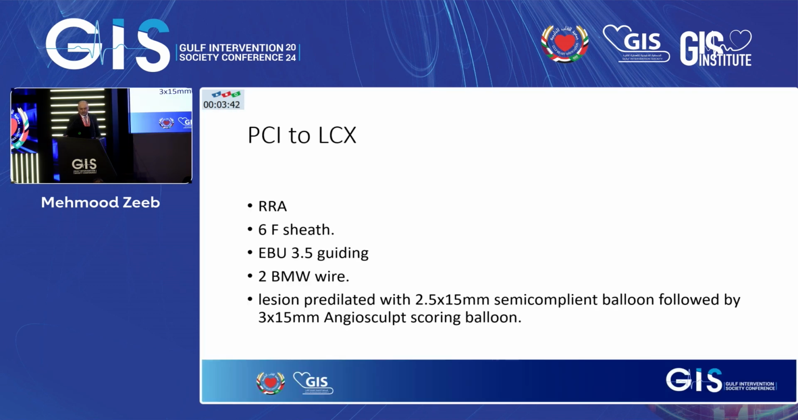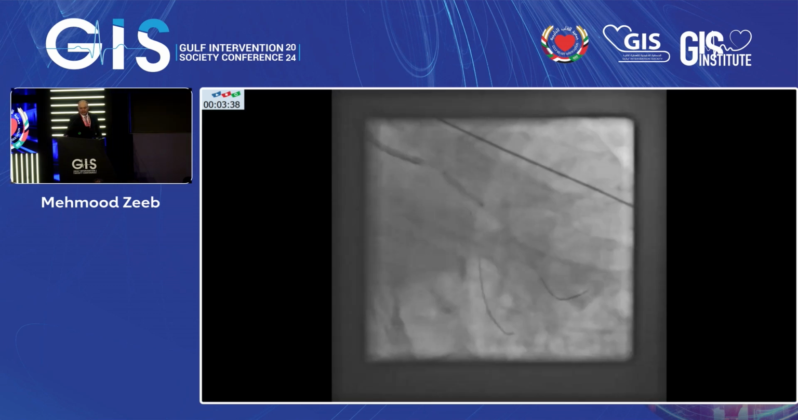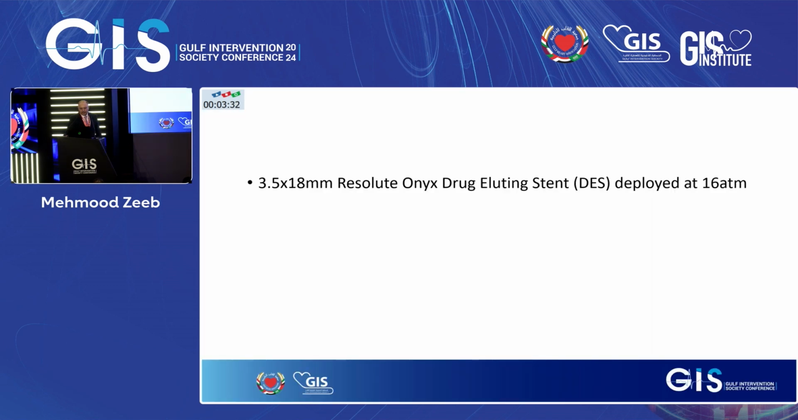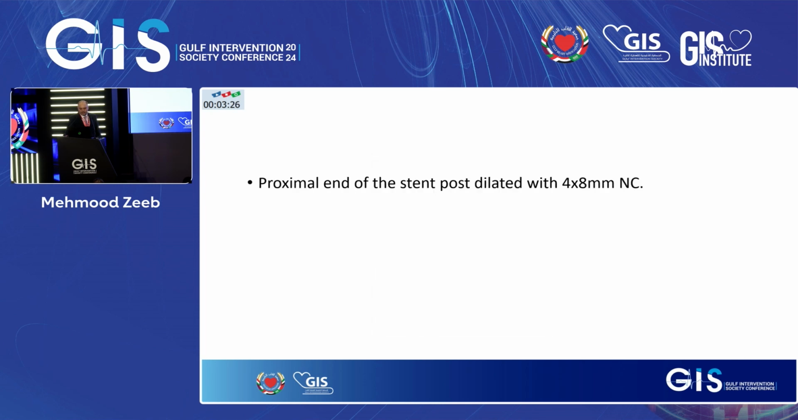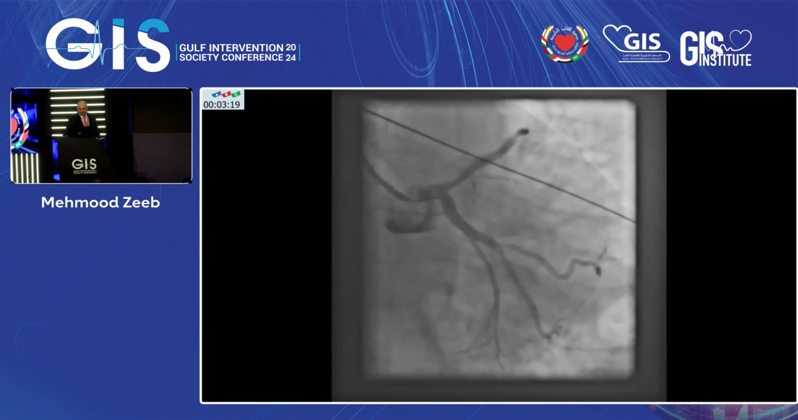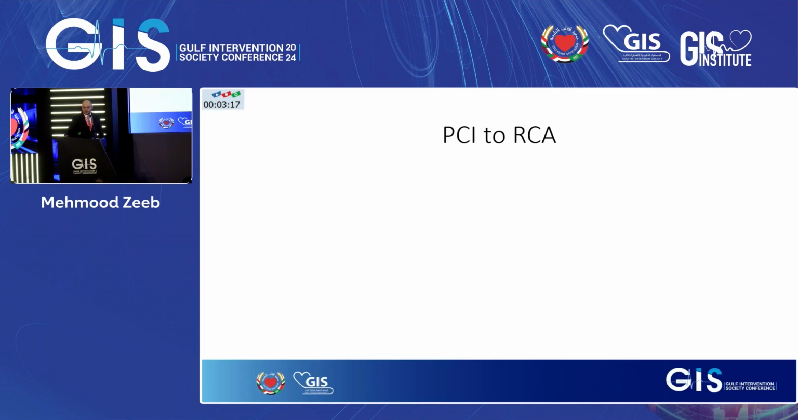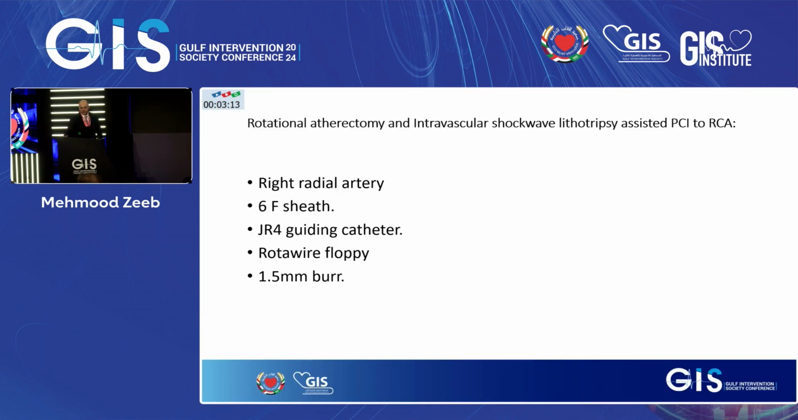The lesion in the LCX was pre-dilated with a 2.5 by 15 non-compliant balloon initially, and then with a scoring balloon. And then I delivered a 3.5 by 18 millimeter Resolute Onyx stent and post-dilated the proximal stent with a 4 by 8 NC. And this was the final result on the circumflex. PCI to RCA, so this was the most difficult one.